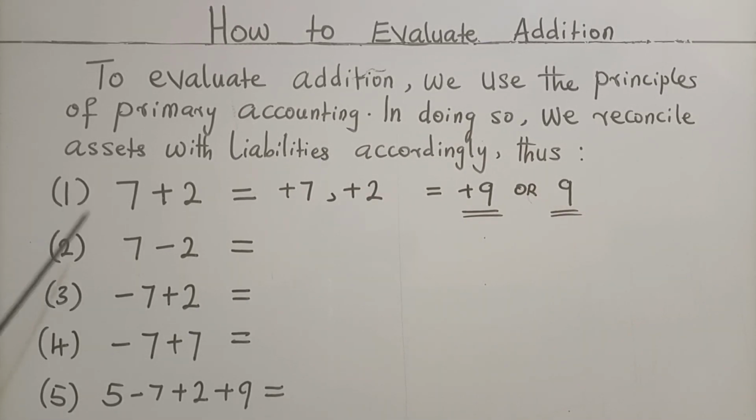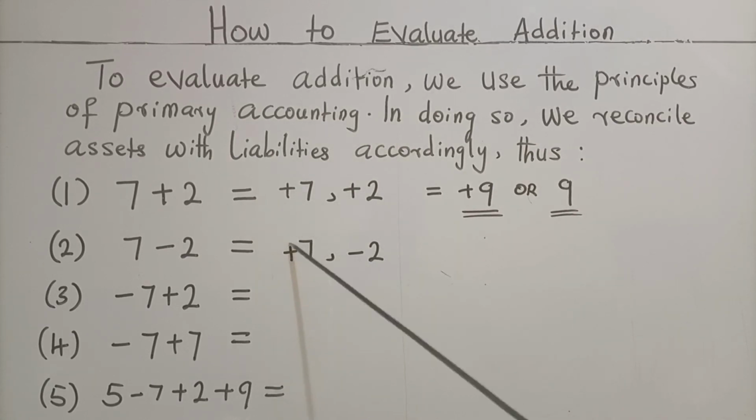The next one is 7 minus 2. Also, before now, you could have thought that this means subtract 2 from 7. That is true, but is this a sign of subtraction? Again, the answer is no. What then does it mean? In like manner, let us rewrite this 7 minus 2 so that we know exactly what that minus is doing there.